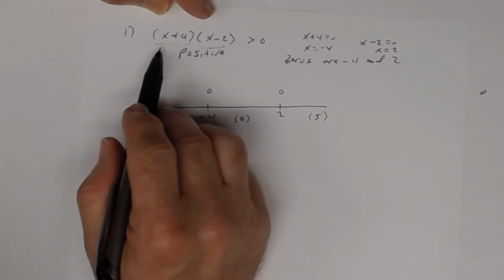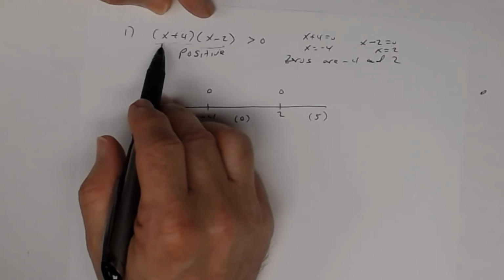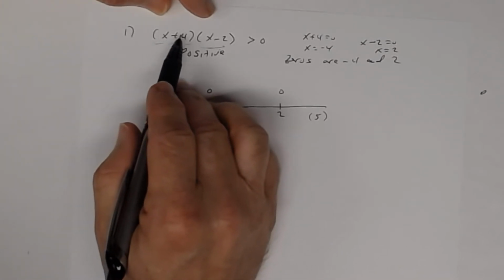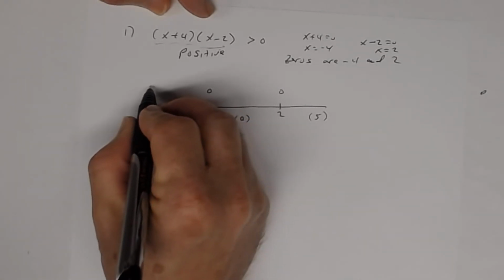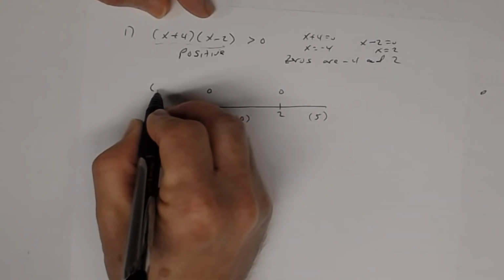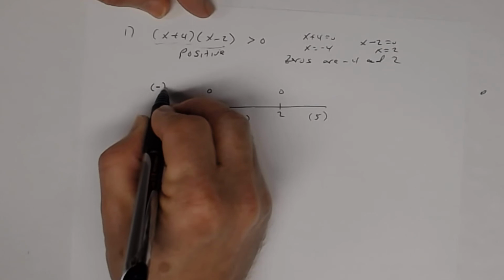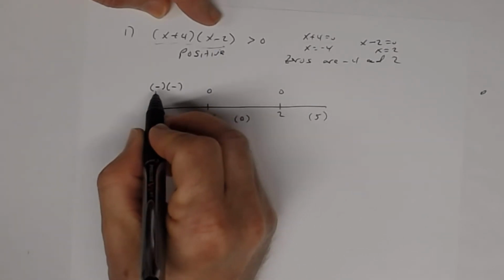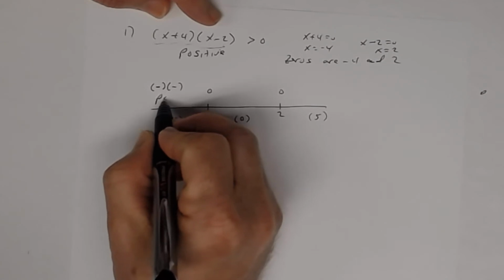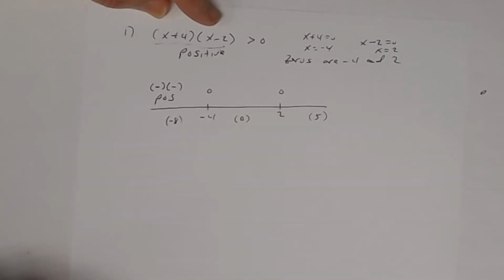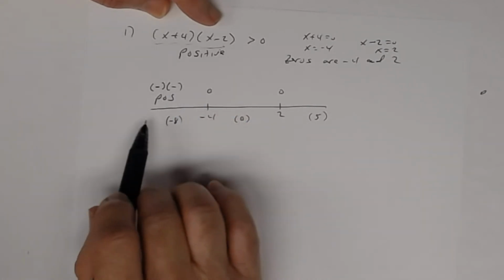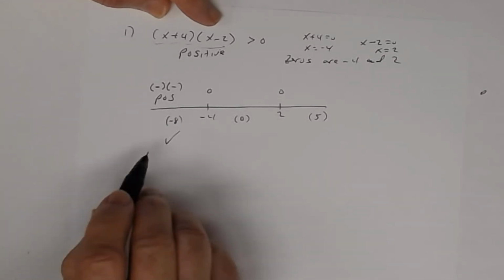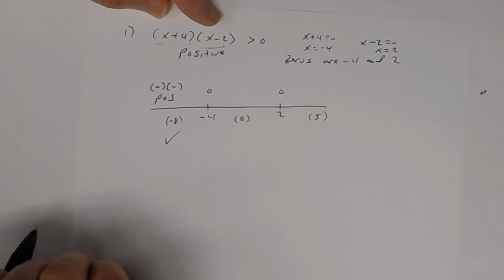And so all you do, the quickest way to do that is ask yourself, if x is negative 8, negative 8 plus 4 is what kind of number? Negative 8 plus 4 is negative, right? Negative 8 minus 2 is negative. A negative times a negative is a positive. All right, is that something I want? Is this interval going to be a solution? The answer is yes. So I'm going to check it off. I'm going to need it.